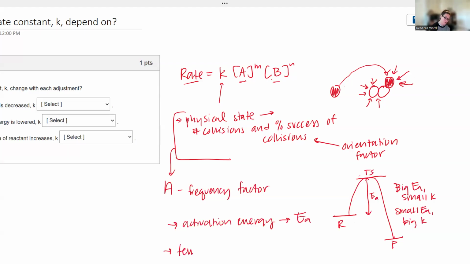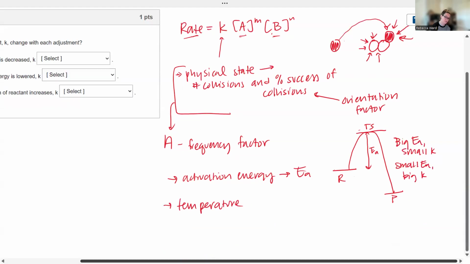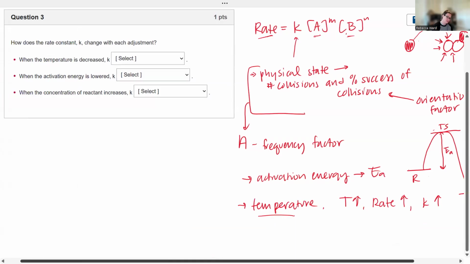And then lastly, we have temperature. We know that that is also an important factor for rate. If you increase T, the rate goes up, which mathematically means that K is going up. So those are our three factors. Arrhenius put those together to say that K equals A, our frequency factor, times e to the negative EA divided by RT. So there's K.